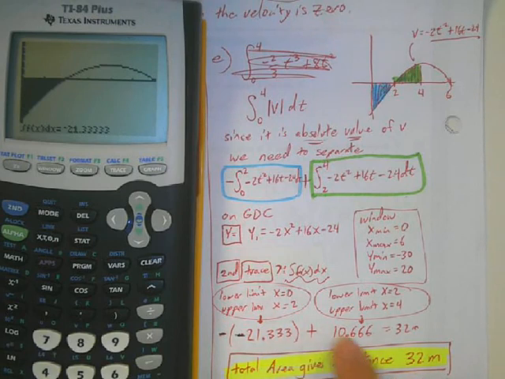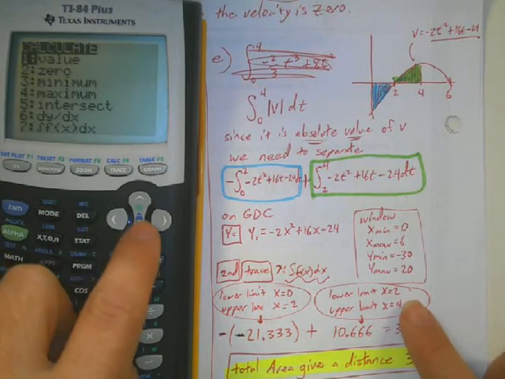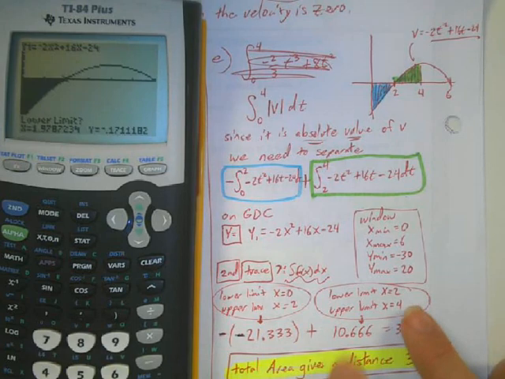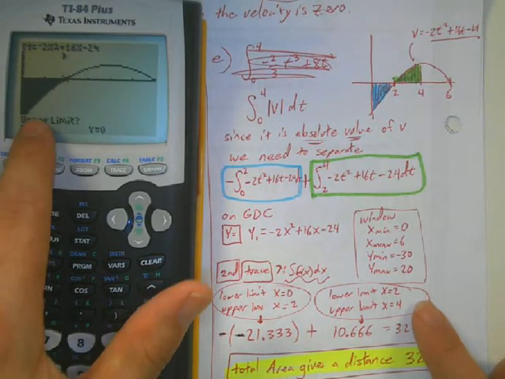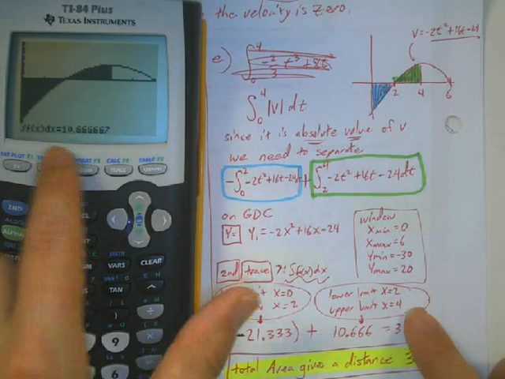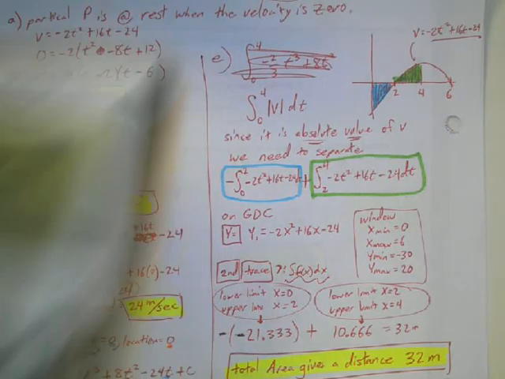And now I need to figure out the other area. So I'm going to do second trace, go down to 7, the integral one, enter. And now my lower limit is going to be 2. I hit 2 and enter. Now it says upper limit. I'm going to put in 4 and enter. And now I know this area is 10.66. And then I add those two together, and I get the distance traveled. Both of those areas together is 32 meters. Okay? Let's do the next one.